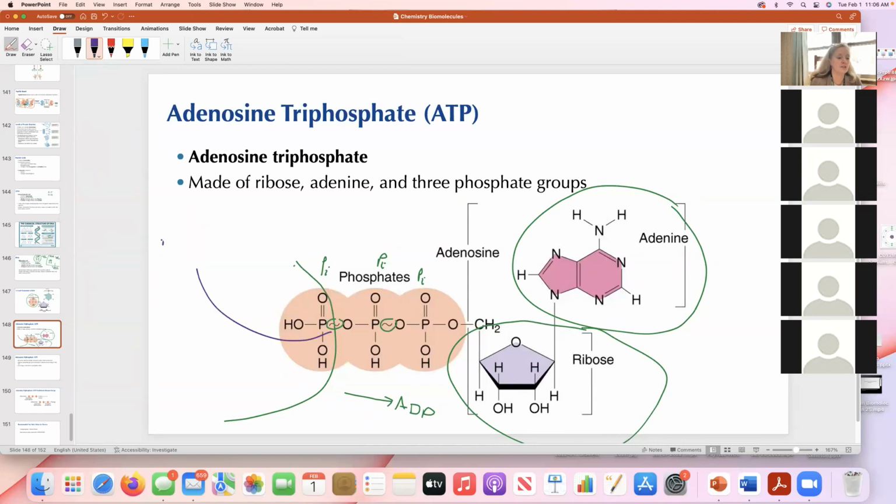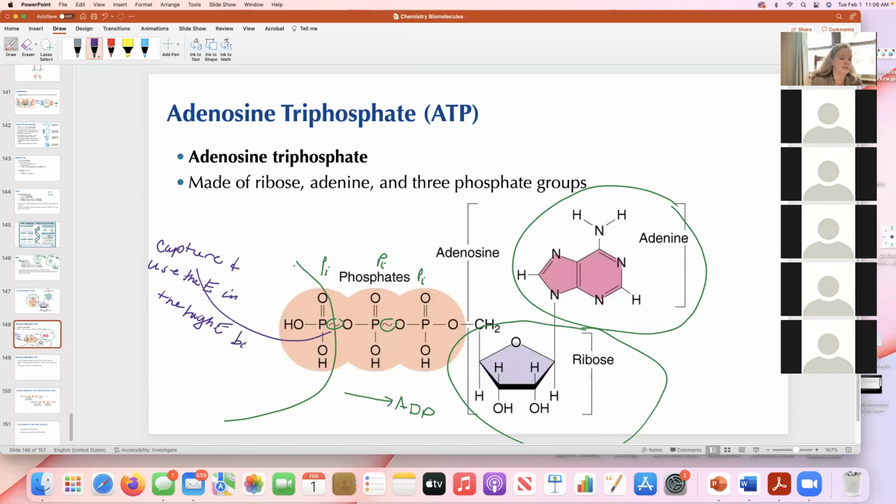Okay, so we capture and use energy in the high energy bonds.